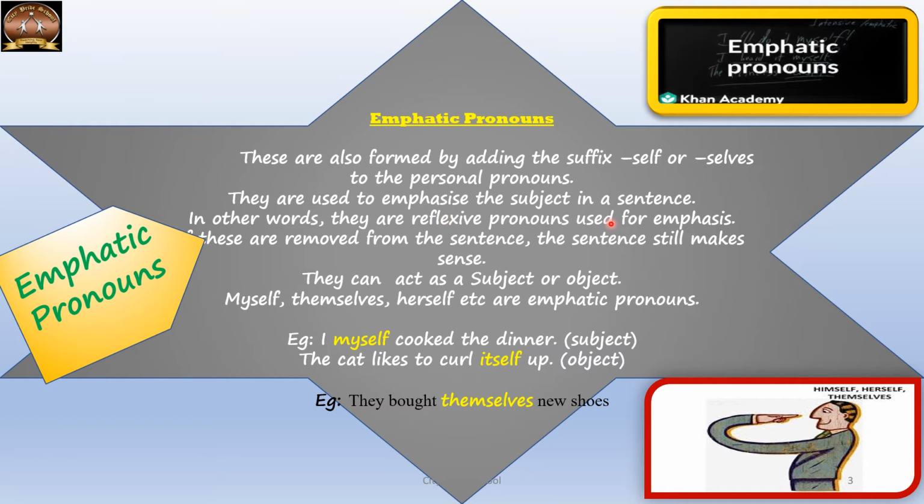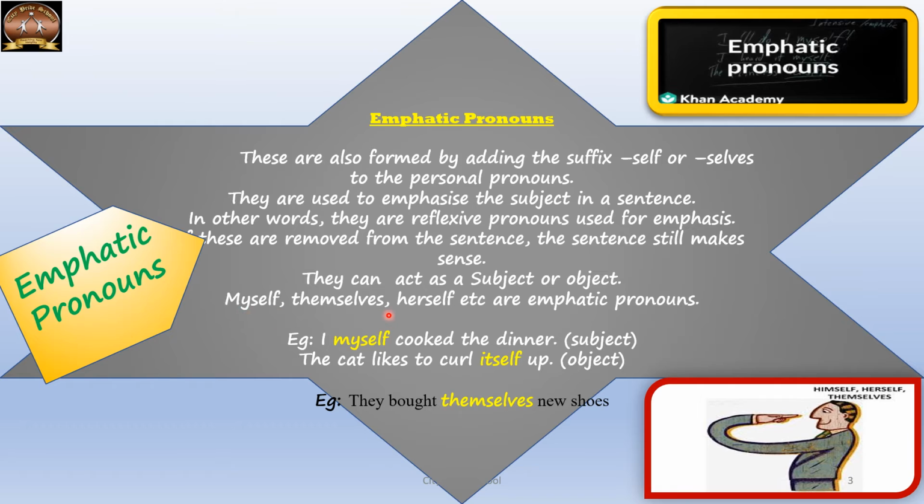Now, they are used to emphasize the subject in a sentence, and if we remove an emphatic pronoun from the sentence, it still makes sense. In whichever position these emphatic pronouns are, when they are removed, the sentence makes sense. So whether they are there in the sentence or not, the sentence has a complete meaning. Now, emphatic pronouns act as a subject or an object. Unlike reflexive pronouns, which never act as subject, they act only as an object, direct or indirect object, right?